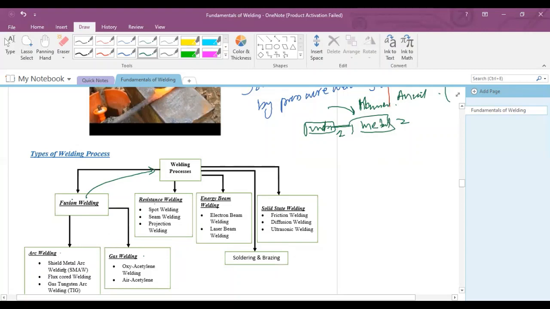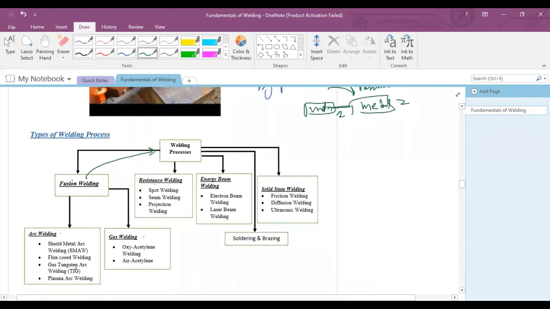All the welding types have their own subtypes. Arc welding includes shielded metal arc welding, flux core arc welding, tungsten arc welding, and plasma arc welding. Gas welding has oxyacetylene welding. Resistance welding has three main types: spot welding, seam welding, and projection welding. Energy beam welding has two types: electron beam welding and laser beam welding, right?